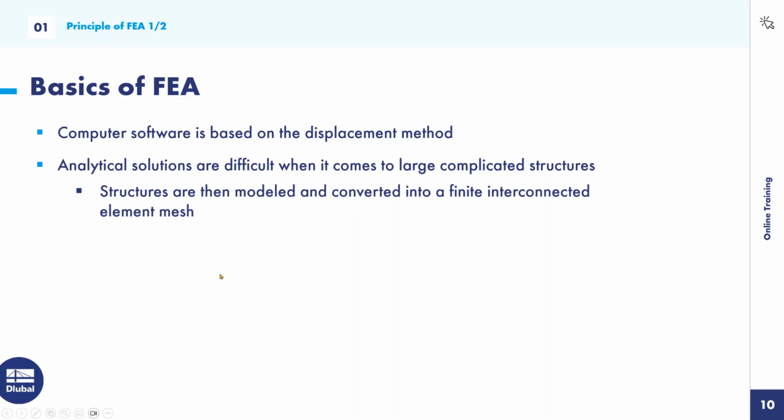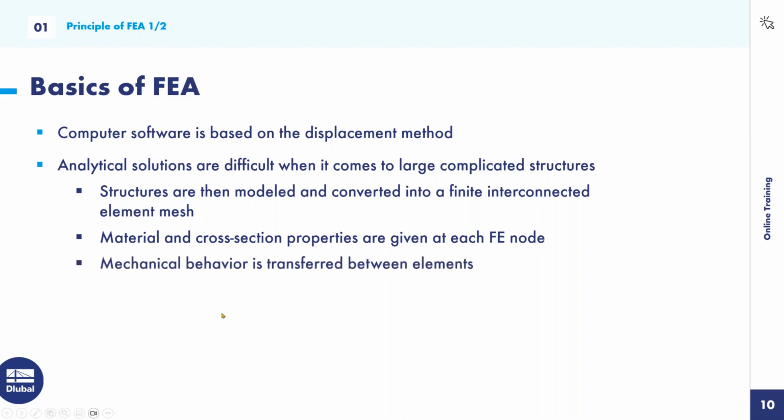This is when a lot of smaller elements are used, and with standardized stiffness parameters, structures are modeled and converted into a finite interconnected element mesh. Material and cross-section properties are then given at each of these FE nodes. These standardized stiffness relations can be described in a small equation at each of these nodes. Each of these smaller equations is solved very quickly and easily with computers. So that's how we get very quick solutions for these easy equations. Mechanical behavior at these nodes is then transferred between elements.